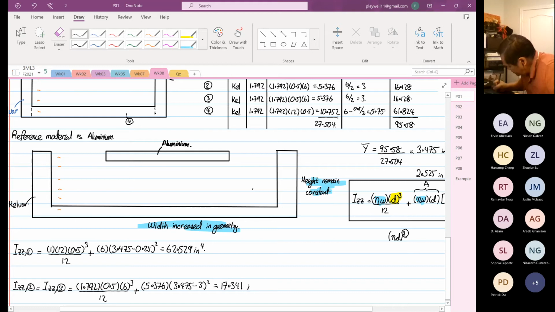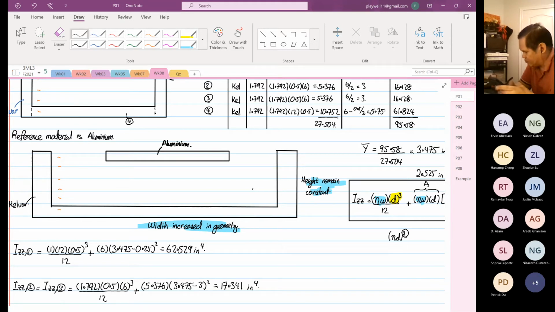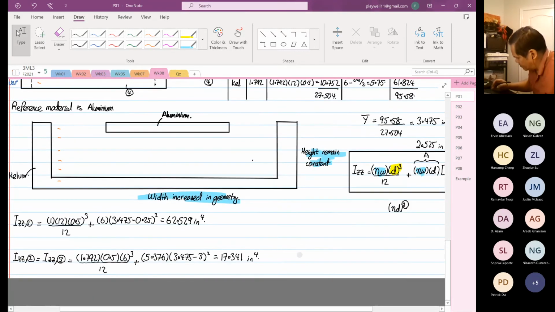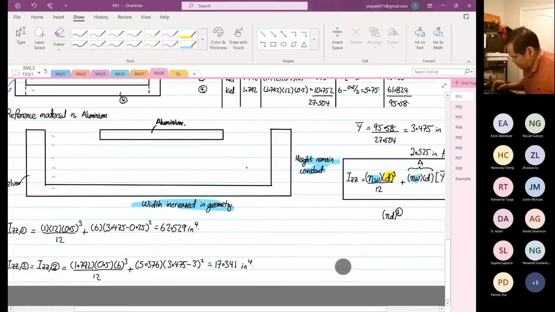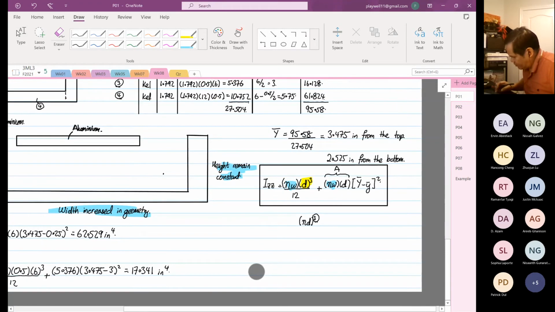1 inches to the power 4. Let me do it again. 1.792 times 0.5 times 6 power 3 divided by 12 plus 5.376 times 3.475 minus 3 squared, 7.341. And then finally, oh, ran out of space. It's okay. I'll do over this side. I'm going to calculate IZZ4.